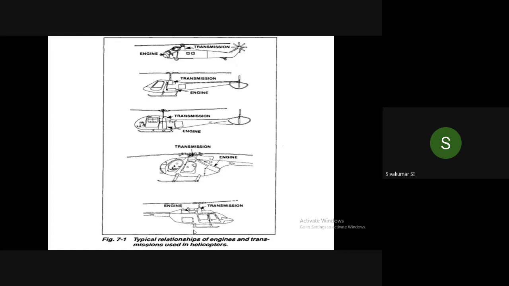Okay, are you able to understand from this diagram? Hello. Yes, sir. Yes. So shall I continue?